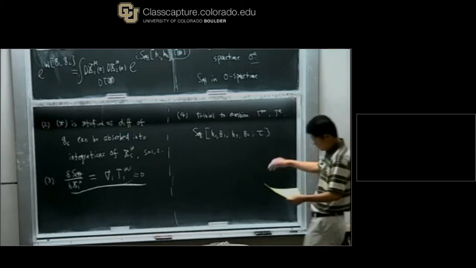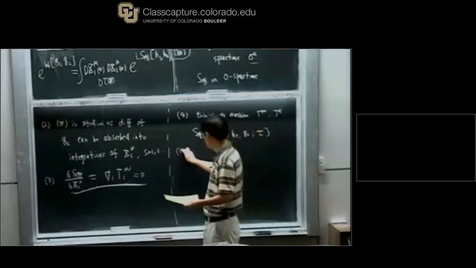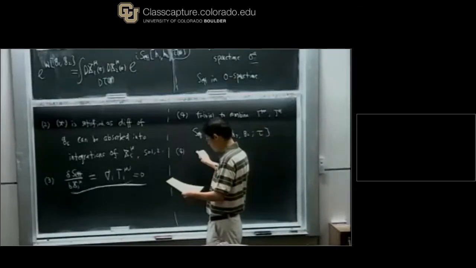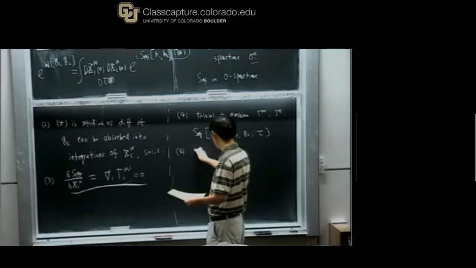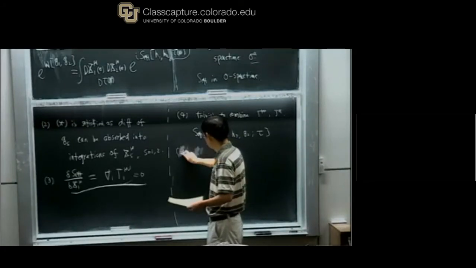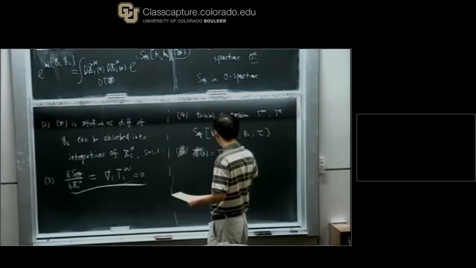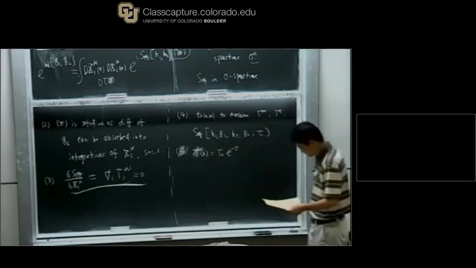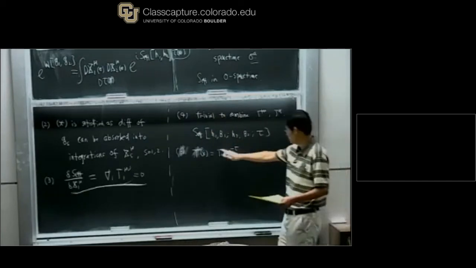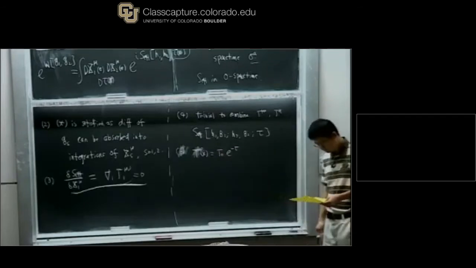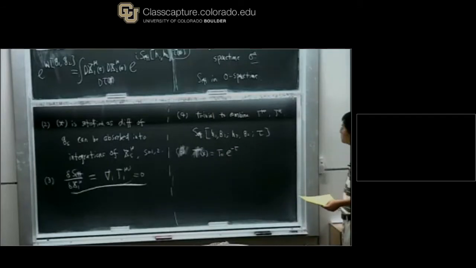This tau will be interpreted, as we will see, as the local temperature, some reference scale T0 times exponential minus tau. This T0 doesn't matter. You just introduce a unit. It doesn't have physical meaning.